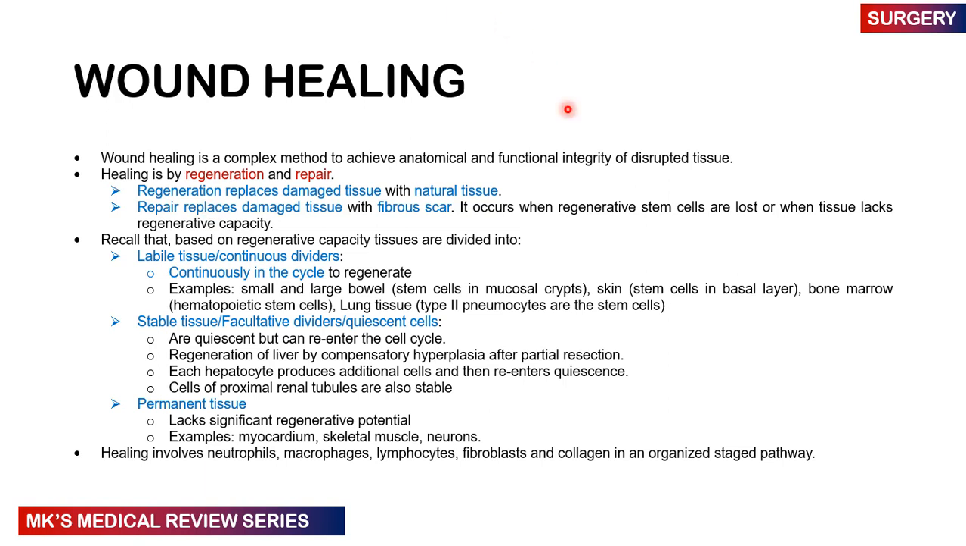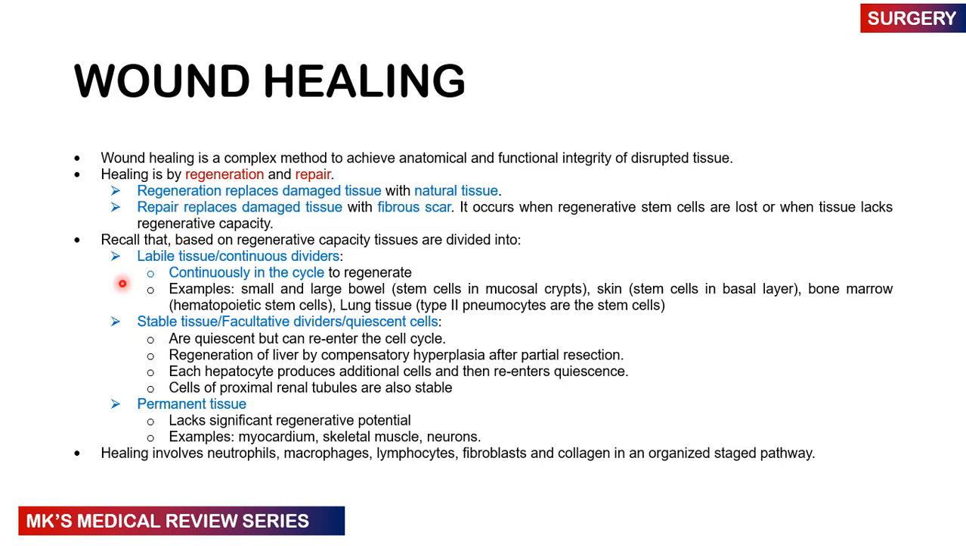So it occurs when you have lost the regenerative capacity of the stem cells, or the stem cells themselves have been damaged. So remember that the cells in the body are largely divided into three main types of cells. You have labile cells, which are also referred to as continuous dividers. You have stable cells, which are also referred to as facultative dividers or quiescent cells. And you have permanent tissues, which are also referred to as terminally differentiated cells.